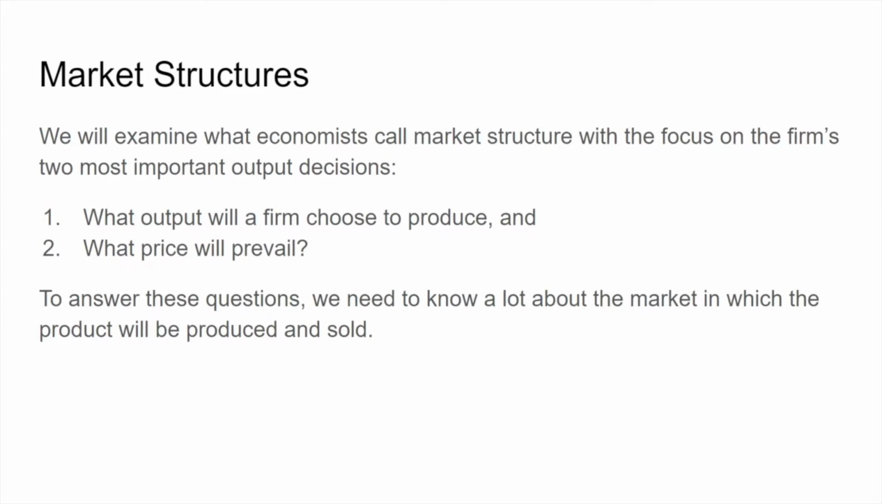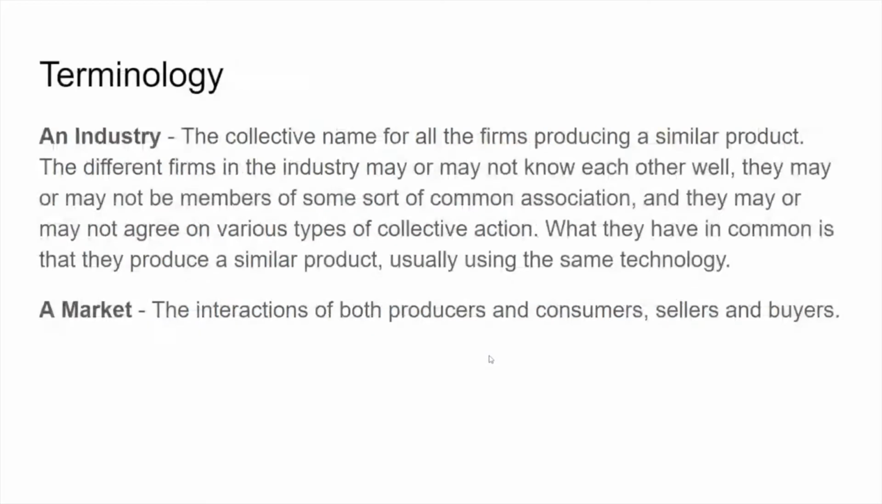And what price will prevail is the other important issue. So it's the output, that's a firm's choice, and the price, which is really the market's choice. It is not the firm's choice. The firm can only choose to produce or not to produce or to find some range of production. The firm cannot pick the price in a purely competitive environment. That's the market that's going to do that. So to answer these questions, we need to know a lot about the market and which products are being sold. So a couple of terminologies.